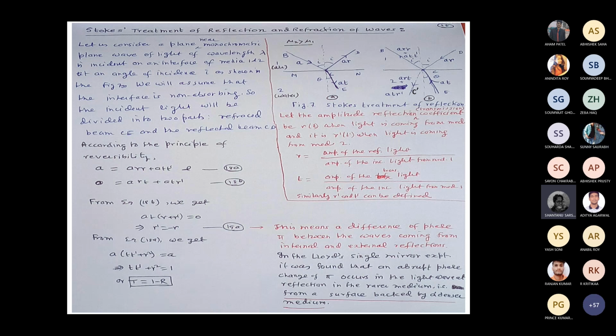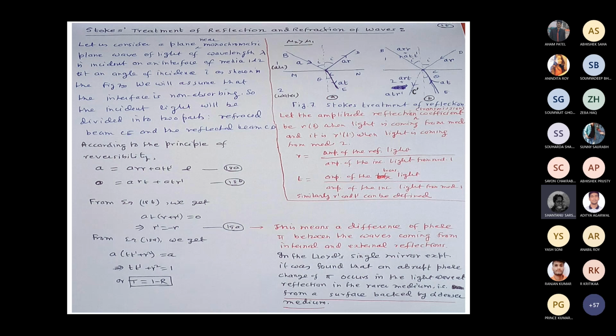So from equation 18b, we get that AT into (R plus R dash) is 0. Now, since A and T are not equal to 0, R plus R dash must be 0. So R dash is equal to minus R. So we get the equation R dash is equal to minus R.